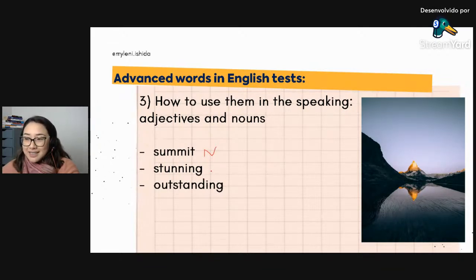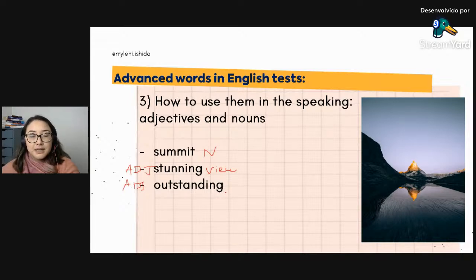Stunning and outstanding. Stunning is a really good word for you to use with the word view. É uma vista maravilhosa, right? So it's a stunning view. There is a lake and a mountain, and together they form a stunning view, for example. Outstanding is also an adjective, so stunning, I forgot to say. Stunning is an adjective. Outstanding is also an adjective and is also positive. Amazing, outstanding views.